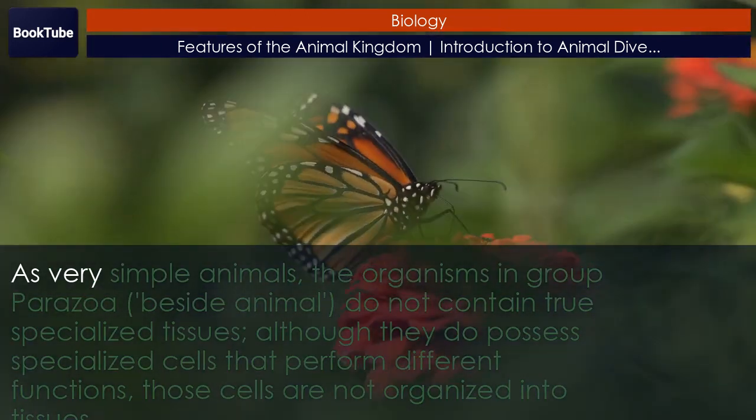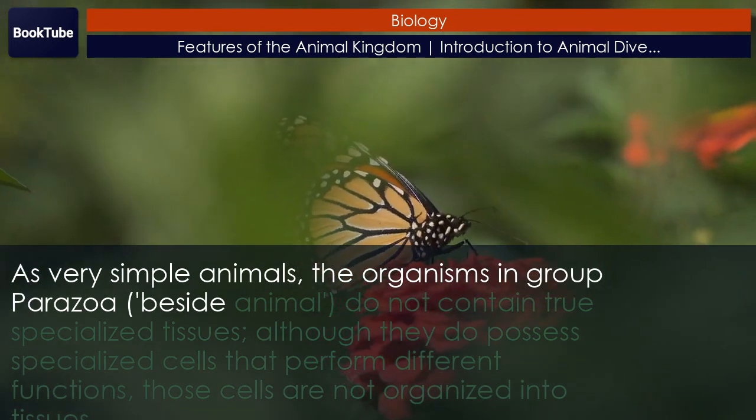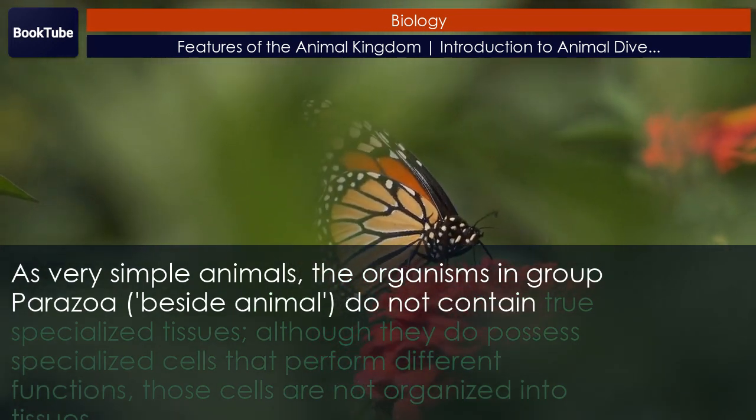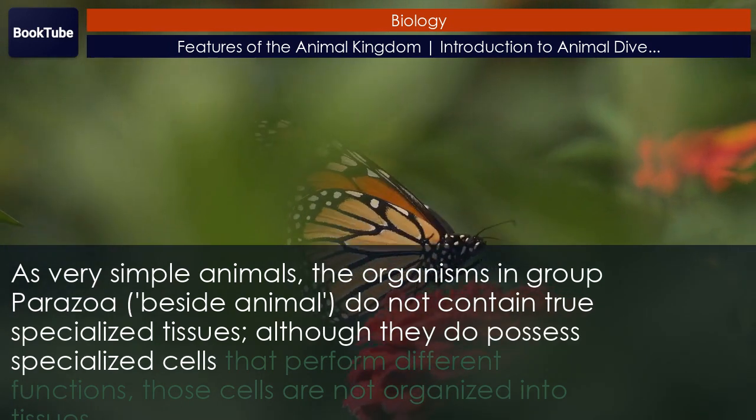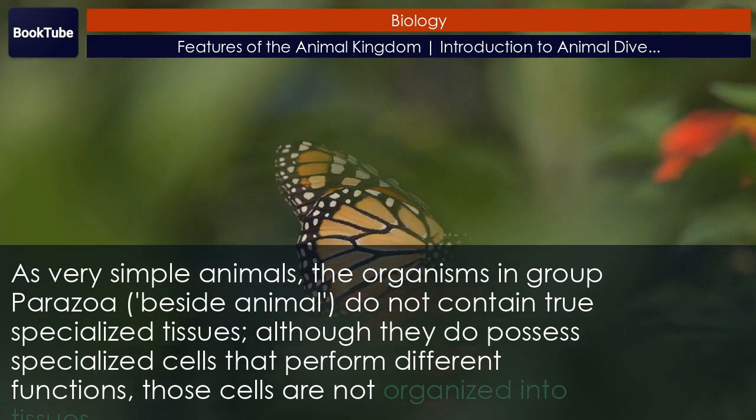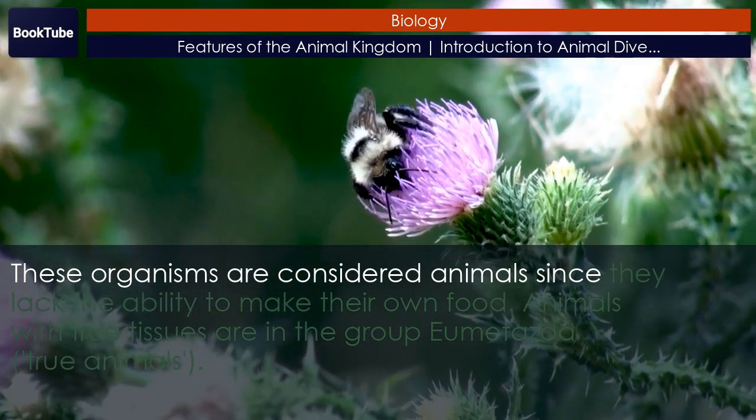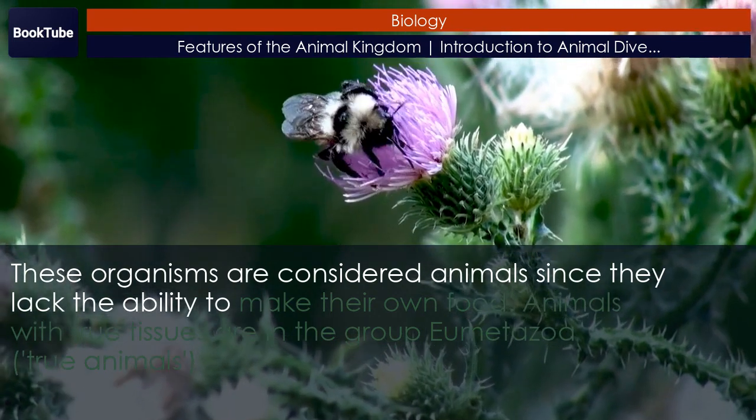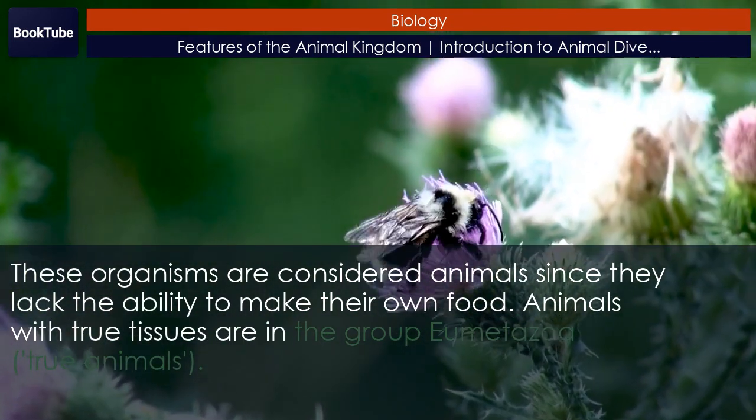As very simple animals, the organisms in group parazoa, besides animal, do not contain true specialized tissues, although they do possess specialized cells that perform different functions. Those cells are not organized into tissues. These organisms are considered animals since they lack the ability to make their own food. Animals with true tissues are in the group eumetazoa.